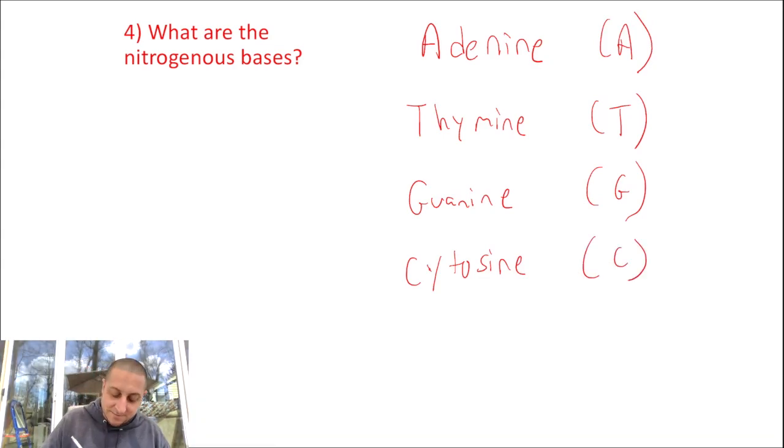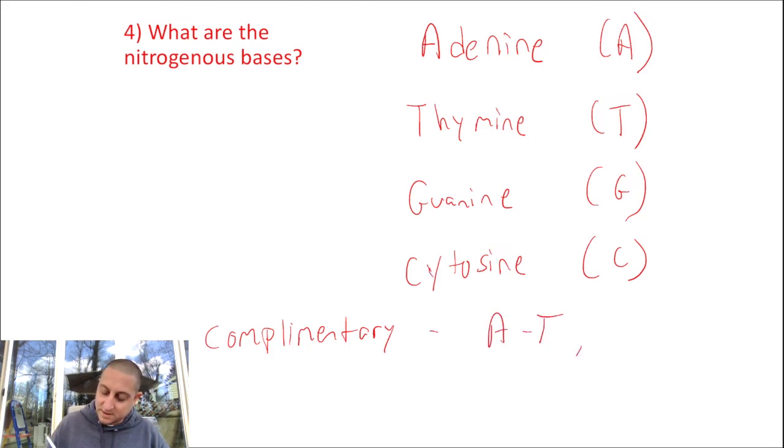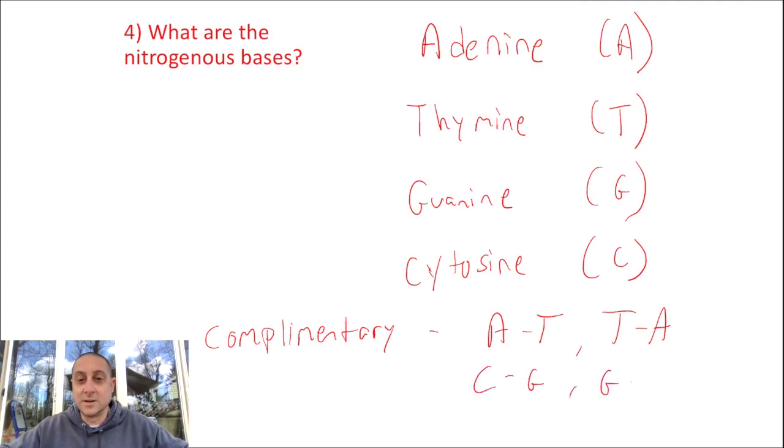And they're complementary. What does that mean? They go together. So A is always going to pair with T, or T is always going to pair with A, C is always going to pair with G, and G is always going to pair with C. They go together.